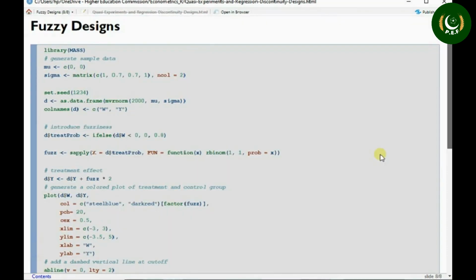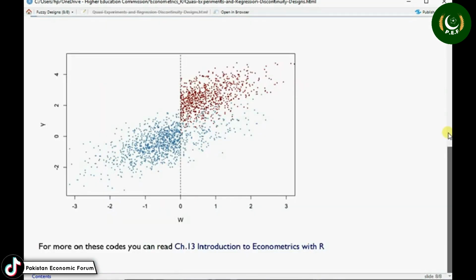Now you have fuzzy designs. In fuzzy designs, your cutoff point is not exactly 0 and 1. You have some treatment probability which may vary slightly from one group to another. Look here, you have some blue points which are overlapping. So you may say that some students whose CGPA is greater than 2.2 will not take this summer course, but some who have less than that have to take it, or there can be some who have less than that who can skip, and some who have more than 2.2 who can take it.